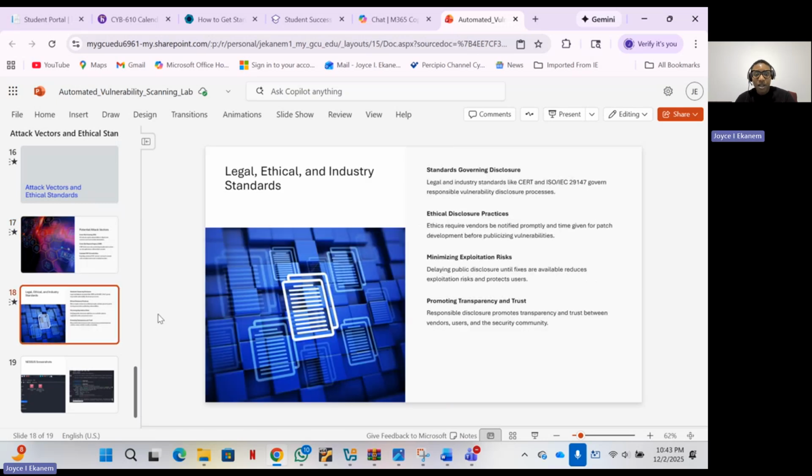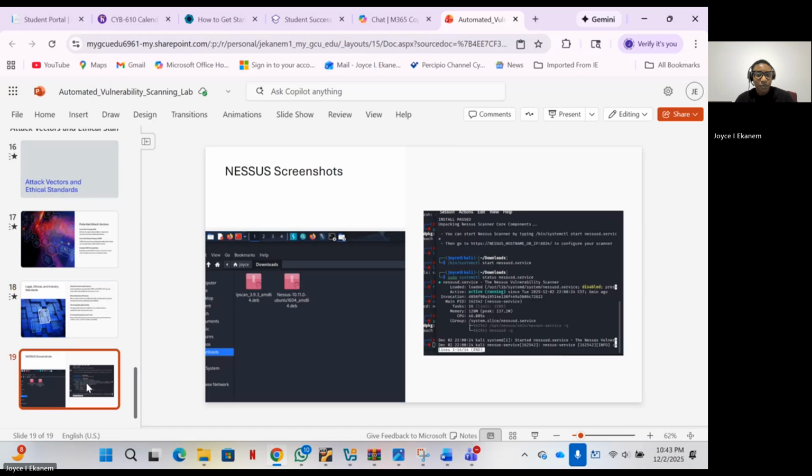Legal, ethical, and industry standards: standards governing disclosure, ethical disclosure practices, minimizing exploitation risks, promoting transparency and trust. And these are some of the Nessus screenshots, but I was unable to proceed with the installation because it was asking for a license key, which I do not have.